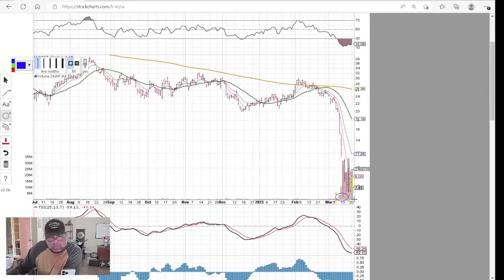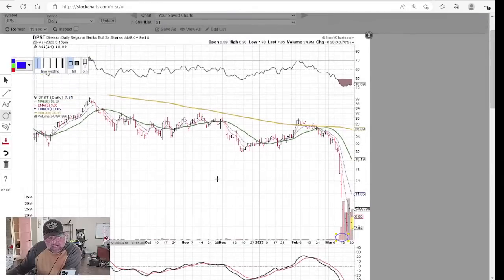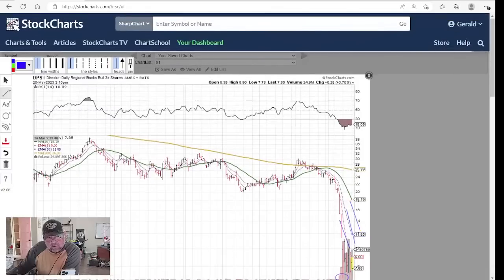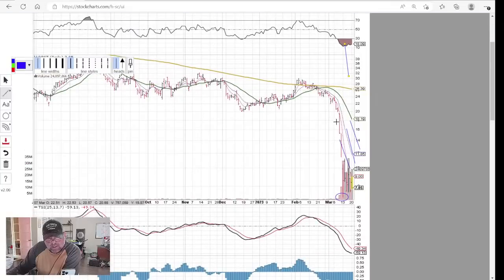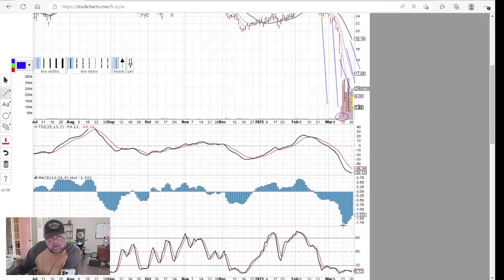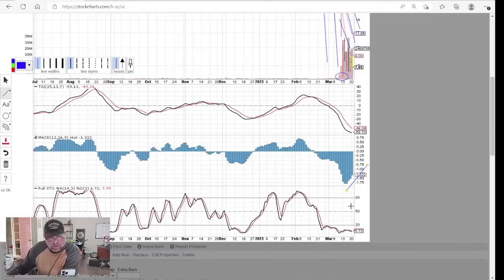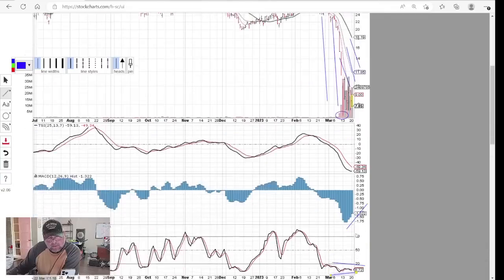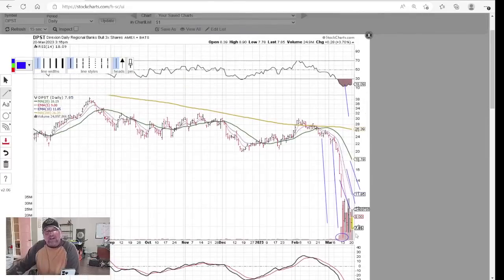3x leverage. Regional banks. Everything is just screaming down. RSI's off the charts. This has been a shit show. I mean, look at this. Is it done? Who knows? Probably not. Probably not. And we got the Fed talking. So, two ways you play it.